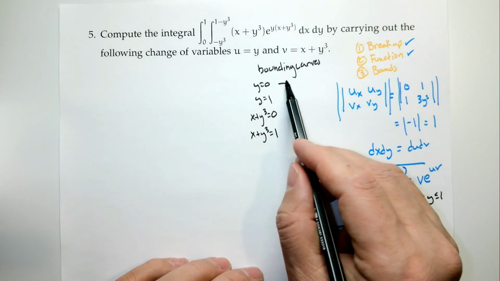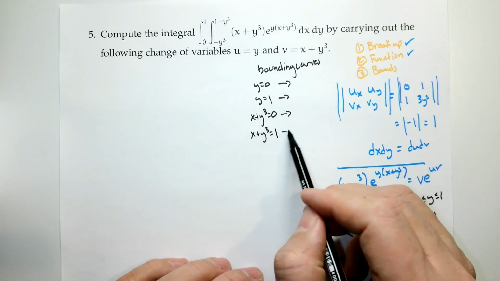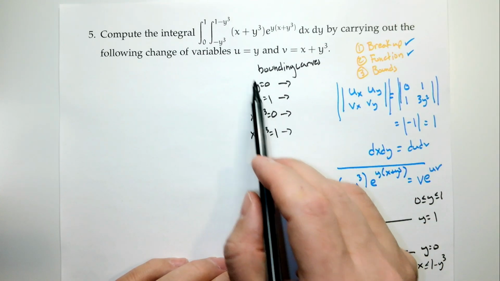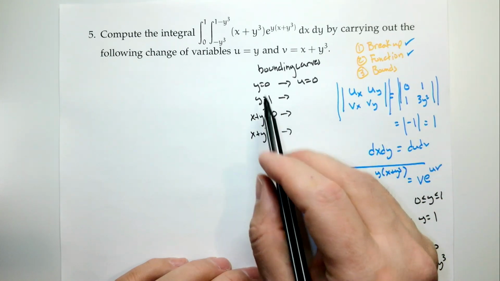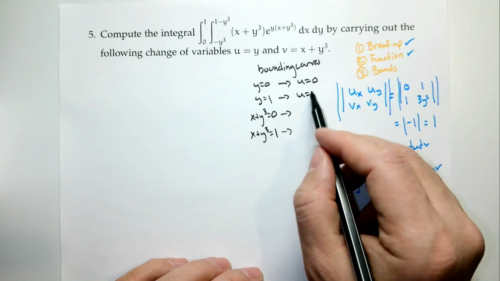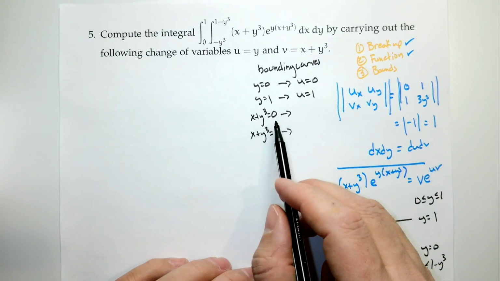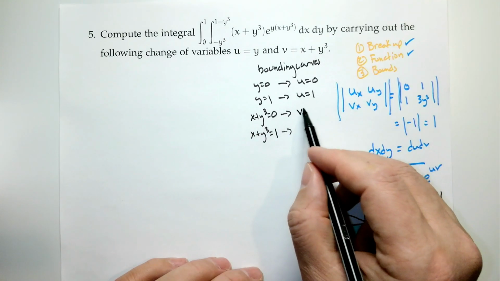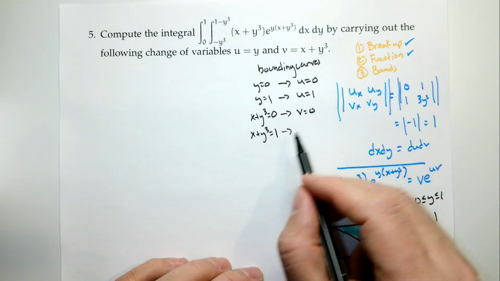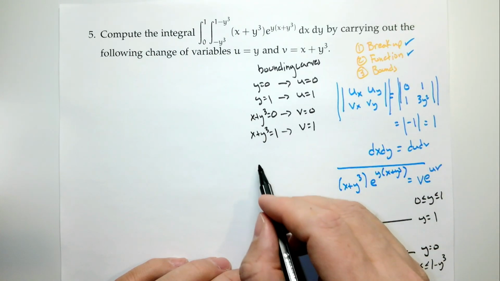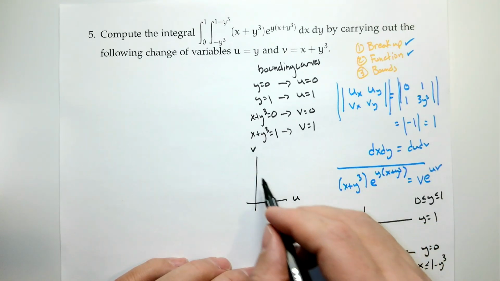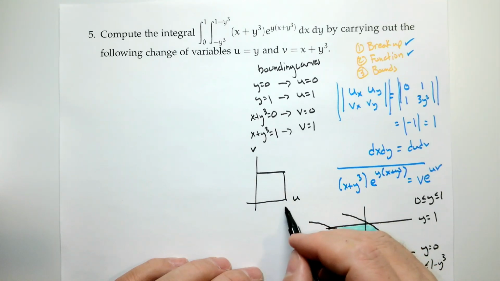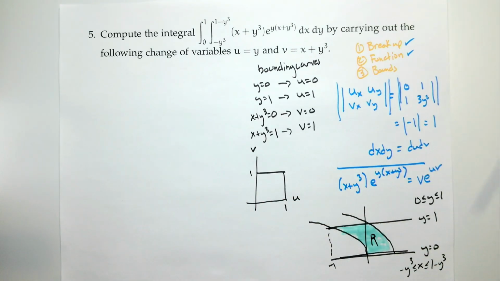We're going to rewrite every bounding curve in terms of u and v. So y equals 0. Well, that's easy to spot. That's u equals 0. y equals 1. That's not hard to spot. u equals 1. x plus y cubed equals 0. Well, that's v equals 0. x plus y cubed equals 1. That's v equals 1. Which means, if we now move to the uv plane, we get a nice little 1 by 1 rectangle. So this is our new region.